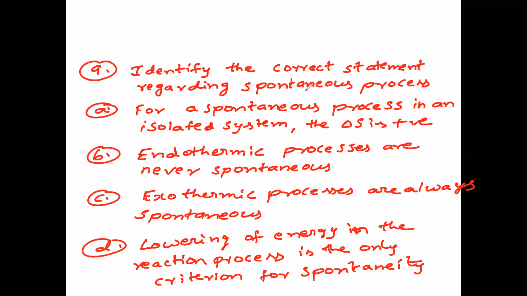Identify the correct statement regarding spontaneous process. For a spontaneous process in an isolated system, delta S should be positive. What is the isolated system? Neither heat is given out nor matter is given out to the surroundings. So this is true because delta S should be positive for spontaneous process. And endothermic processes are never spontaneous. That is wrong. And next, exothermic processes are always spontaneous. This is also based on delta G and delta S because spontaneity depends on three factors: delta G, delta H, and delta S. So only for one we cannot say. So that's why this is also wrong.